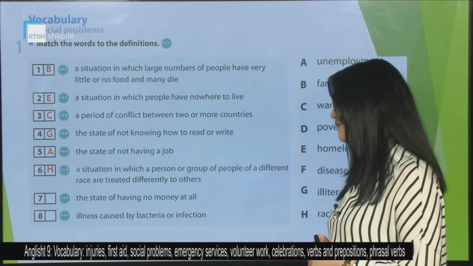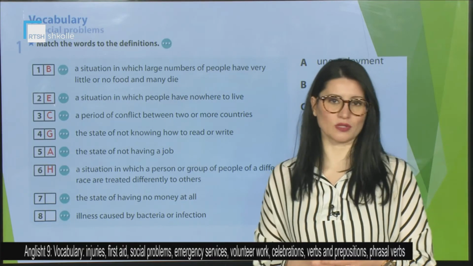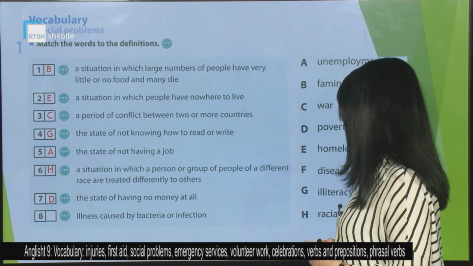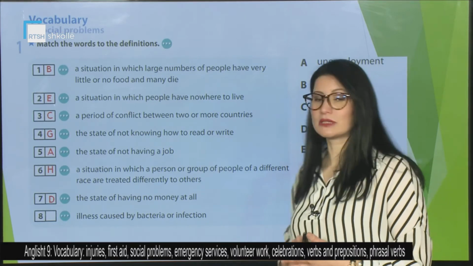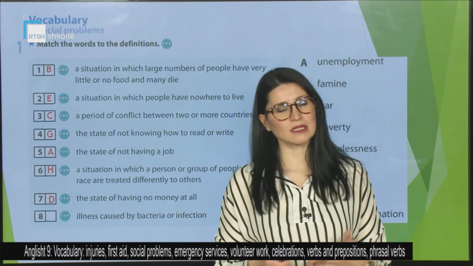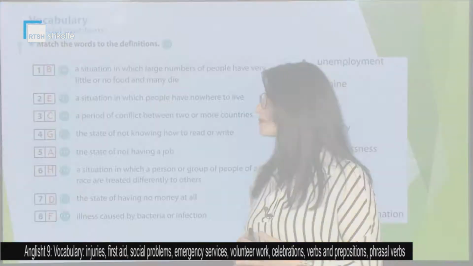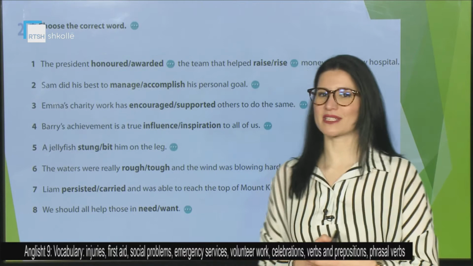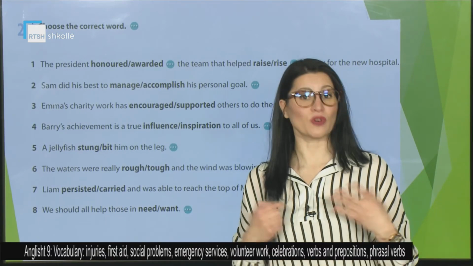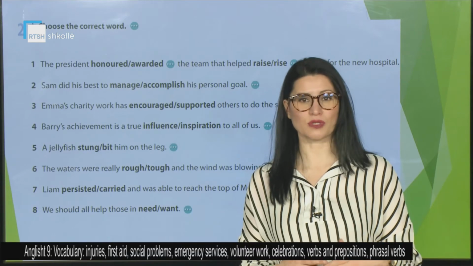The state of having no money at all, so you don't have money for your basic needs, and it is poverty. The last one, illness caused by bacteria or infection, and it is disease. And now let's go on with another exercise. Exercise number 2. We have got some sentences, and for each sentence we have 2 options to choose.